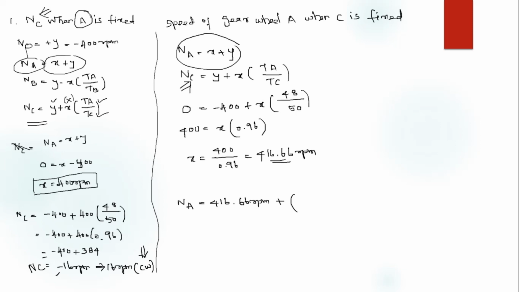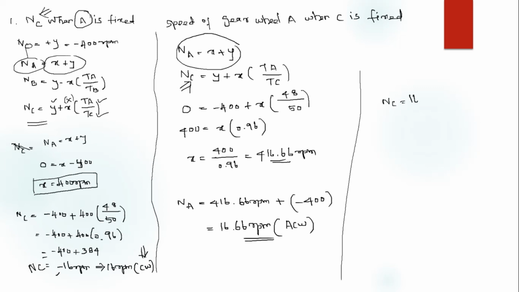plus the y value, minus 400. So, what is the value? 16.66 RPM. This is a plus value, so anti-clockwise direction. Clear? So this is the answer for the first division, N_C is equal to 16 RPM clockwise. Second subdivision, N_A is equal to 16.66 RPM in the anti-clockwise direction. Clear?